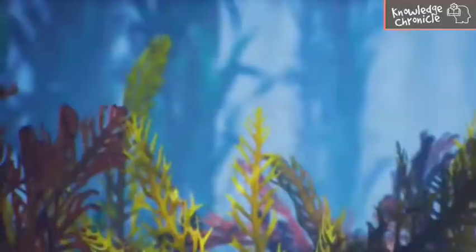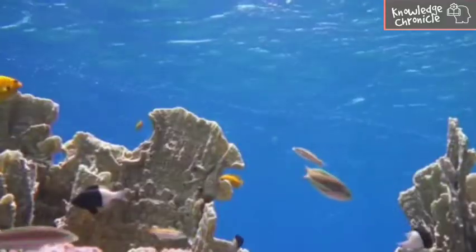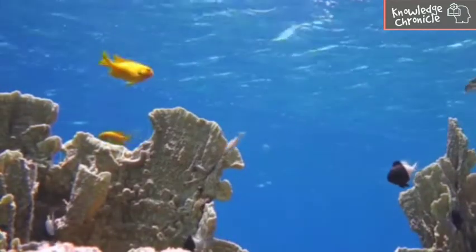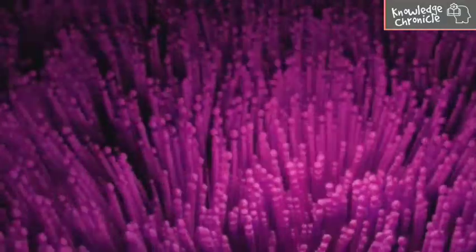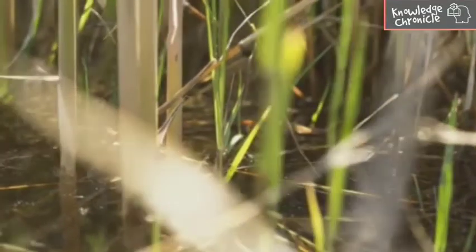C. Rhodophyceae, the red algae. Finally, we have the exotic Rhodophyceae, or red algae. Found mostly in warm marine waters, these algae thrive from shallow waters to great depths. Pigments like R-phycoerythrin give them their red hue. They store food as Floridean starch, similar to glycogen.